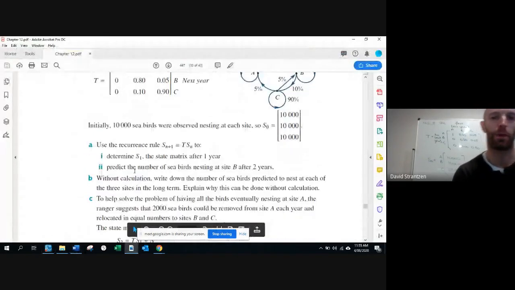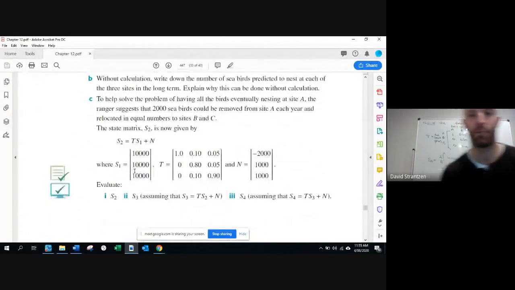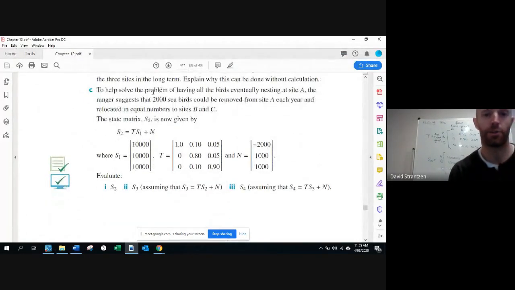Okay, to help solve the problem of having the birds eventually all nesting at site A, the ranger suggests that 2,000 seabirds could be removed from site A each year and relocated in equal numbers to sites B and C. So this is our new recurrence relation where we've got this N matrix added on. Okay, it's very similar to what B was in the previous examples. And you can see that each year, 2,000 birds are subtracted from site A because they're removed from that site, and we're adding another 1,000 to site B and C.